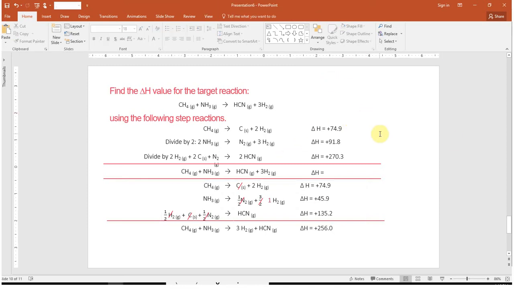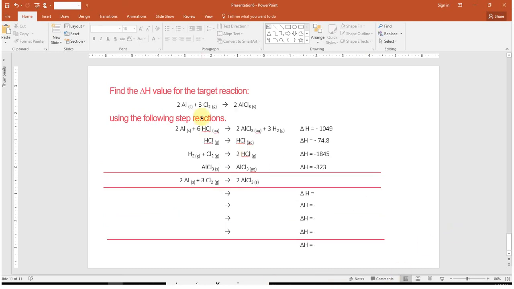Let's do one more. Here's another situation where we've got our target reaction and we've got our step reactions. This one's kind of a challenge, but it's kind of nice. And so we're going to start the same way. We're going to look at our target and see if we can find where these things are in our step reactions. So our target is 2 moles of aluminum solid react with 3 moles of chlorine gas to produce 2 moles of aluminum chloride solid.